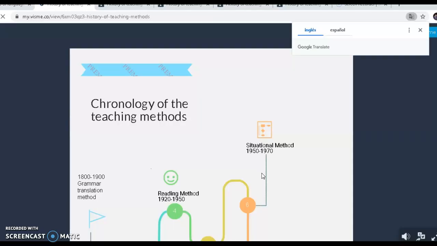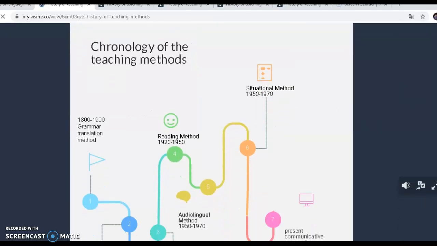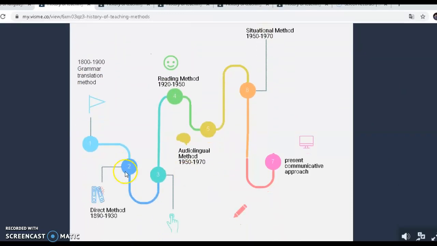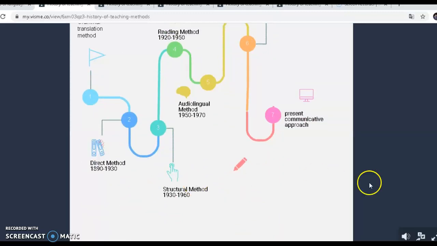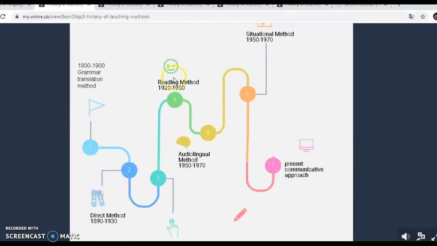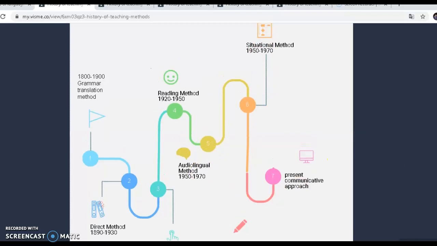Those were the grammar translation method, the first one, the second one, the direct method, the third one, the structural method, fourth one, the reading method, fifth one, audiolingual method, sixth one, situational method, and finally the present communicative approach.